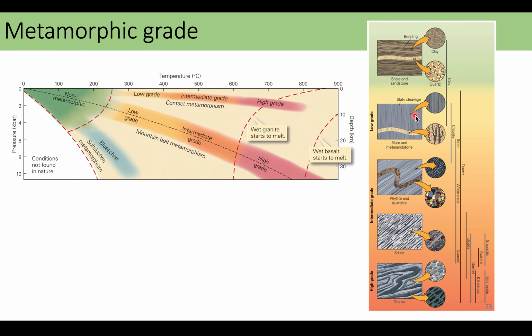So here is another image of that metamorphic grade chart. So as our temperature increases and as our pressure increases with depth, so we're thinking this is the surface of the Earth here, as pressure increases as you go down in depth, we're going from a non-metamorphic rock to a low-grade metamorphic rock at high temperatures, high pressures. As we continue increasing temperatures, as we continue increasing pressure, we're going to get that intermediate grade and that high-grade metamorphism.